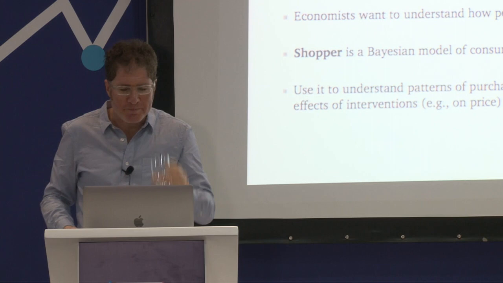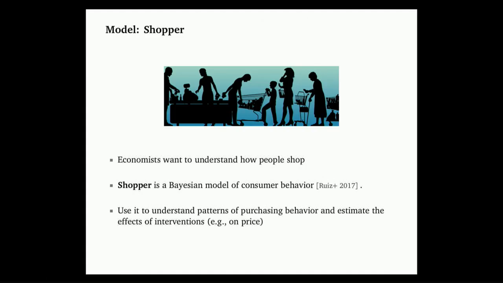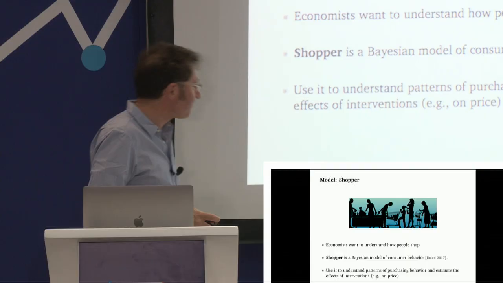So, the model was deep exponential families. We had a new inference method, black box variational inference. Now I want to talk about another way of doing black box variational inference, but to motivate that, I want to talk about still another model. This model is called Shopper. Again, we are separating the activities of modeling and inference.